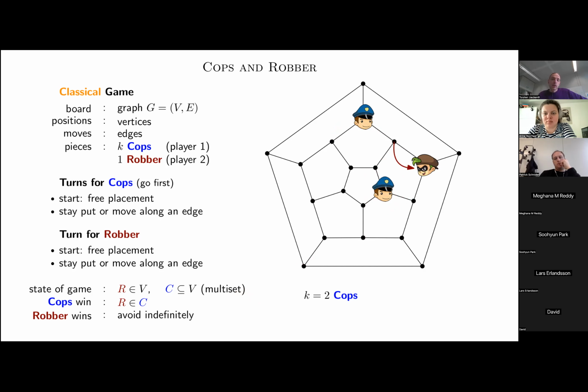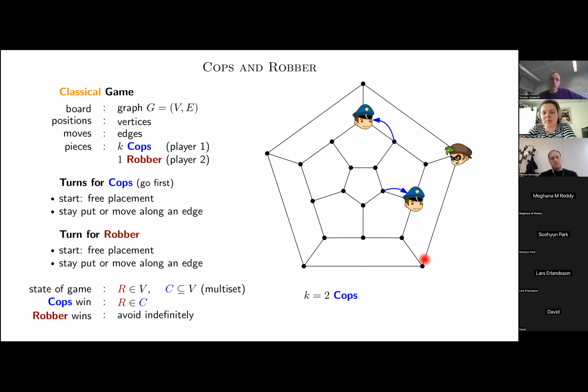Okay, then the cops maybe do something like this. The robber cannot stay and the robber cannot go here. So the robber goes up there. Okay, maybe the cops think of a different strategy. They might move here. So whenever he goes here, he's caught. And if he goes here, he's caught.